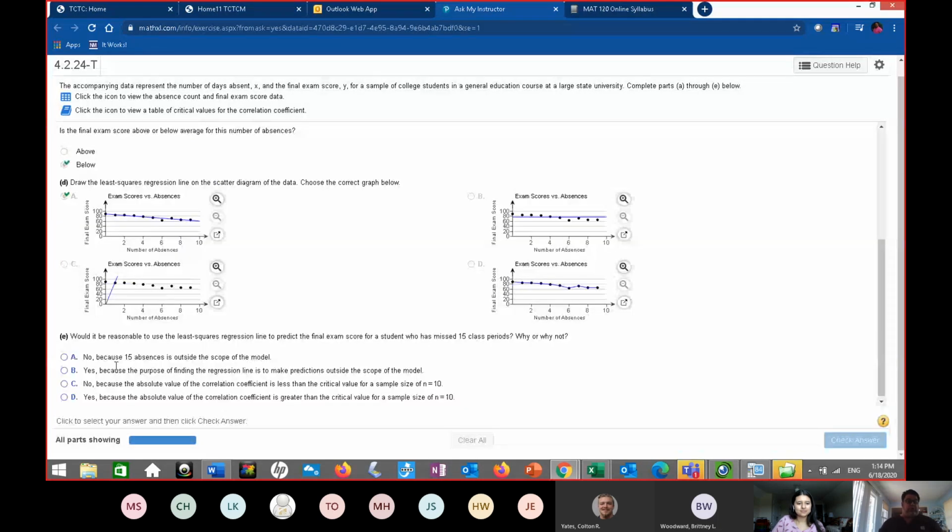Would it be reasonable to use the least squares regression line to predict the final score for a student who... no? I'm pointing to the answer.